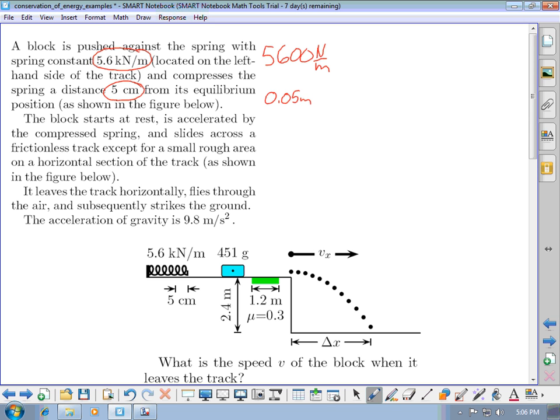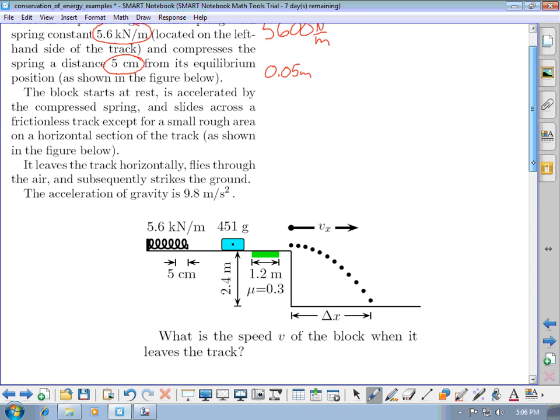The block starts at rest, it's accelerated by the compressed spring, and it slides across a frictionless track. But it encounters a rough patch. So there's going to be friction, and we're going to be including the work done by friction. We have a non-conservative force acting here. It leaves the track horizontally, flies through the air, and subsequently strikes the ground. The first question that's asked is, what is the speed of the block when it leaves the track?